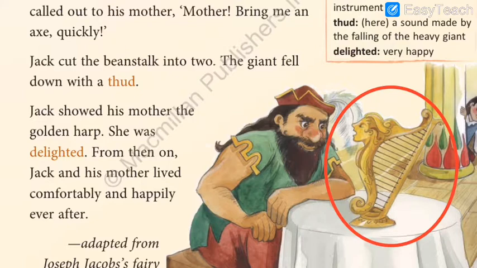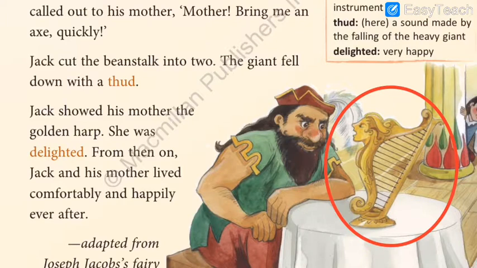So what happened? Then Jack was very happy. Jack showed his mother the golden harp. This is the golden harp which Jack showed his mother. She was delighted. From then on, Jack and his mother lived comfortably and happily ever after. Jack showed that, "Mother, I have brought one golden harp."